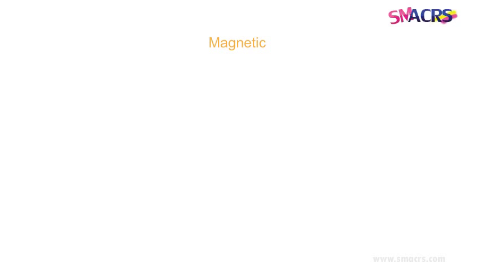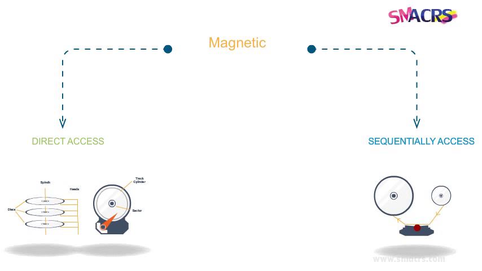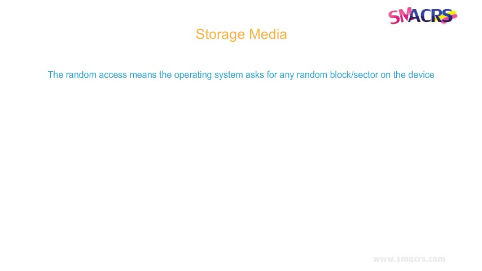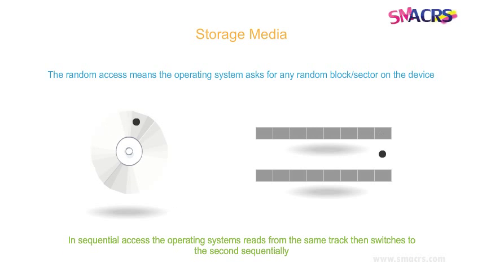The magnetic has two forms, direct access and sequential access, such as tape drives. Random access means the operating system asks for any random block or sector on the device. In sequential access, the operating system reads from the same track, then switches to the second sequentially.